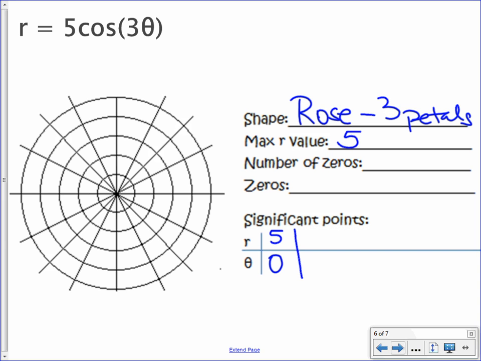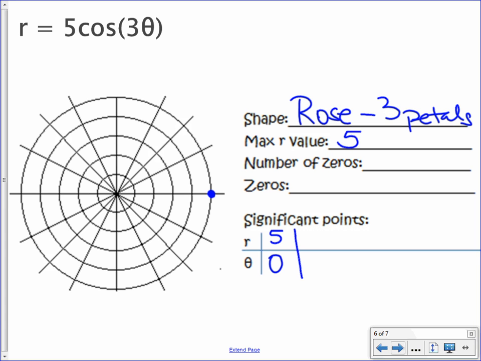So (5, 0) is our first coordinate. Okay? And since we have that coordinate way out when r is 5, we know that that's one of our petals, right? One of our petals has to come out to there. Do you agree? Okay. So from here, we can draw our graph.